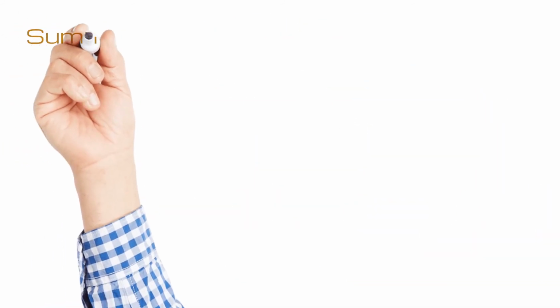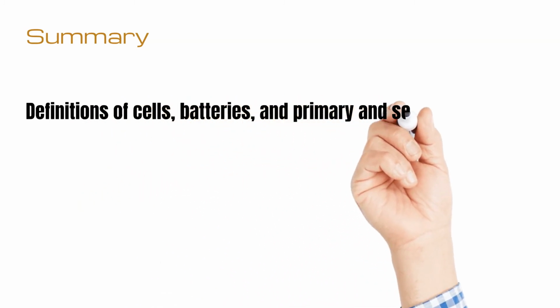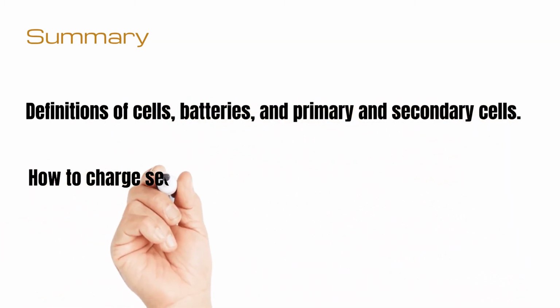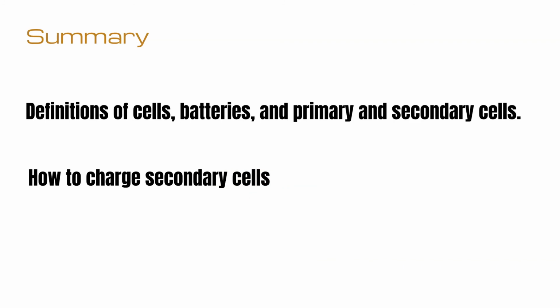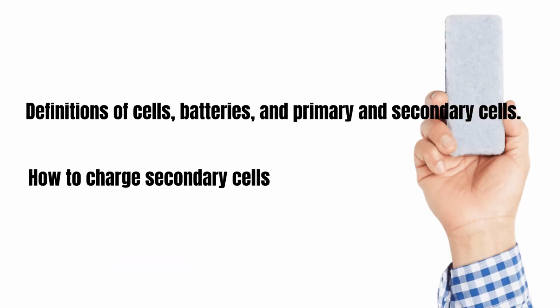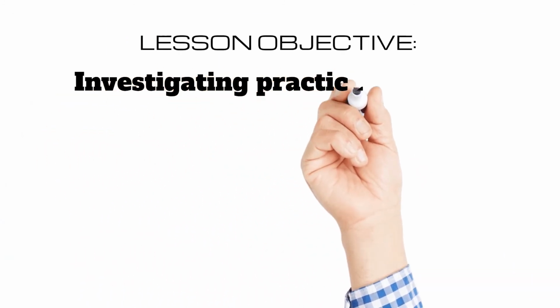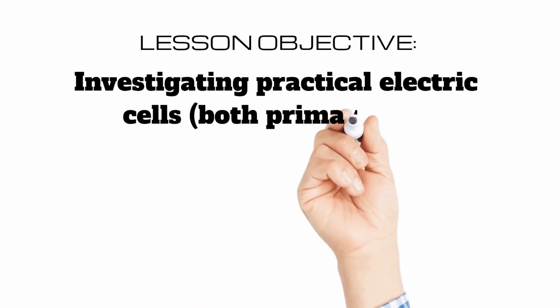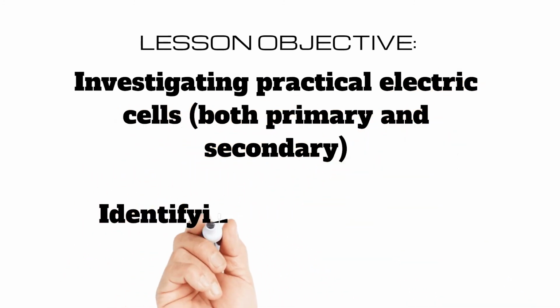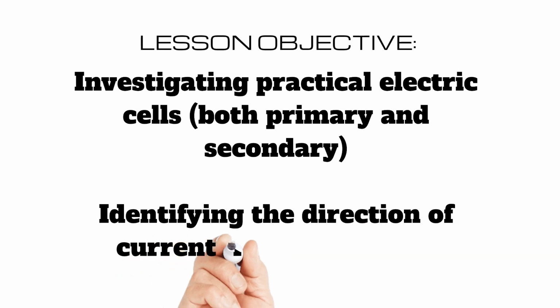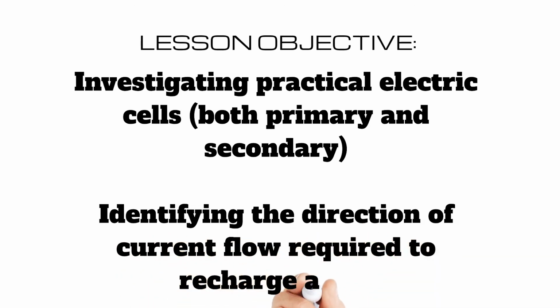So let's summarize everything here. We have learned the definitions of cells, batteries, and primary and secondary cells, and we've also learned how to charge secondary cells. Today's video lesson objectives are investigating practical circuits for both primary and secondary cells, and identifying the direction of current flow required to recharge a cell.